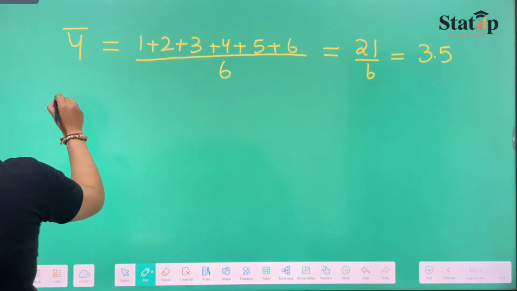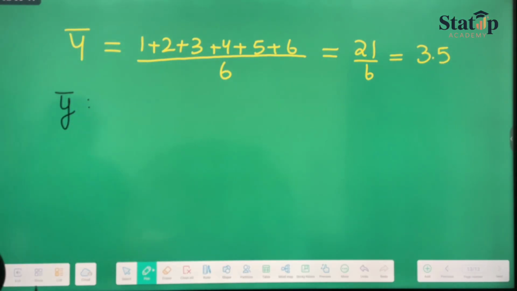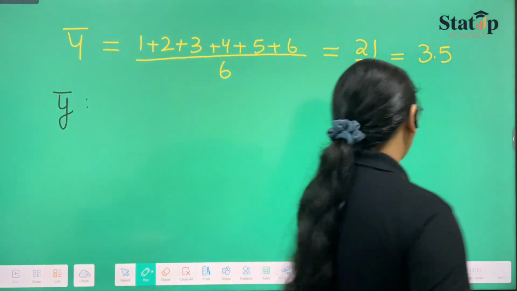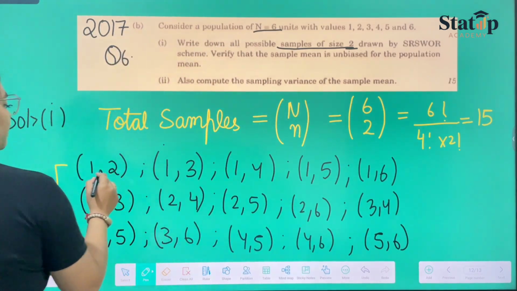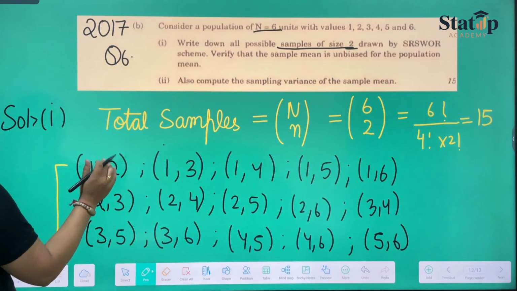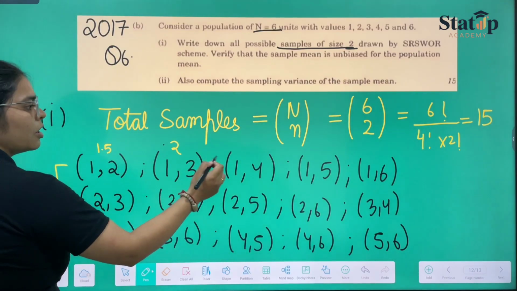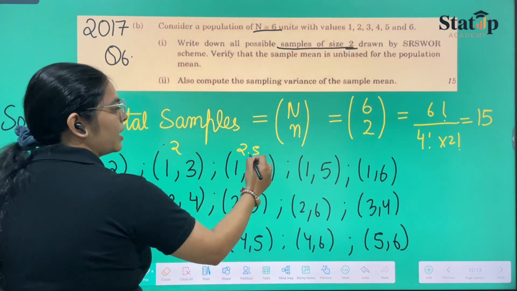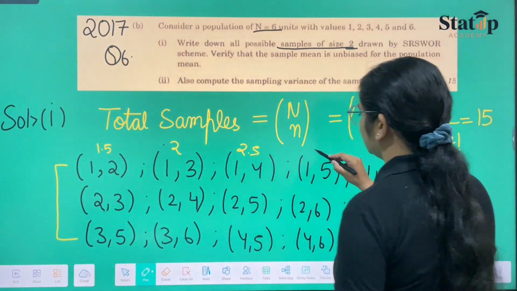Now calculating the small y bar. For small y bar, we have to calculate the sample means of all these samples. For this sample, 2 plus 1, the mean will be 1.5. For this it will be 2, for this 2.5, and so on, we'll keep on calculating. So let me write all the sample means here.